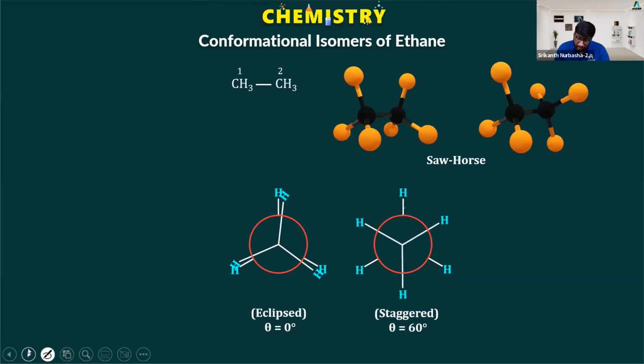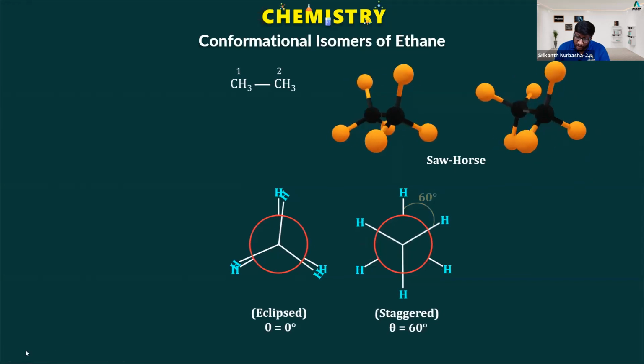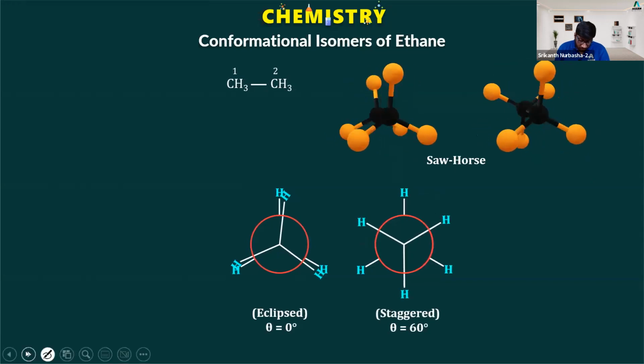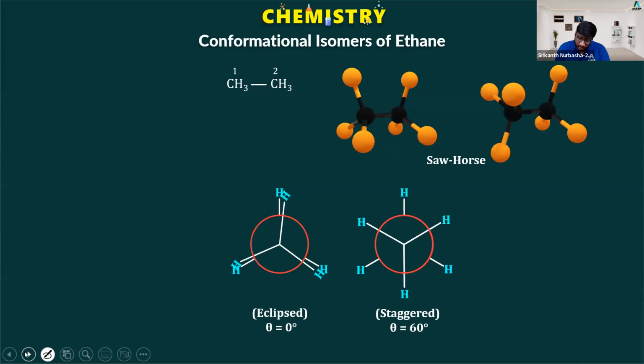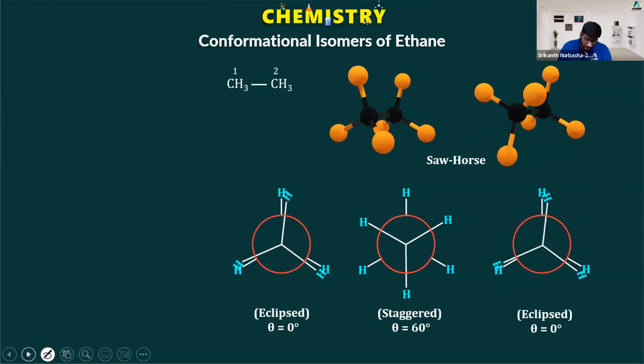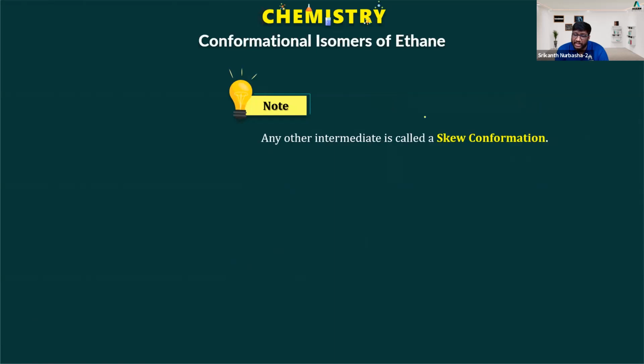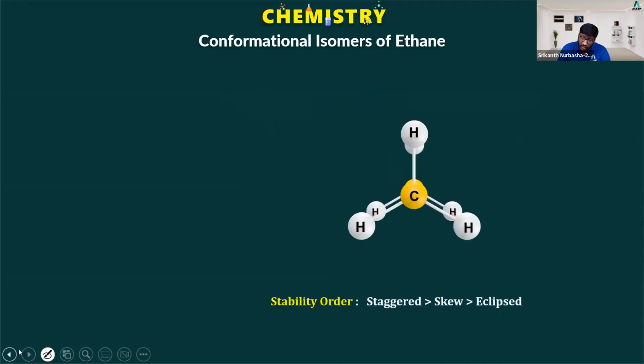Further, you can rotate by 60 more degrees. If you rotate 60 more degrees, what will you get? You will again get eclipsed. Again, you will be getting eclipsed. If you rotate by 60 more, and again rotate, any other intermediate between staggered and eclipsed, whatever you are going to have, is nothing but skew conformation.